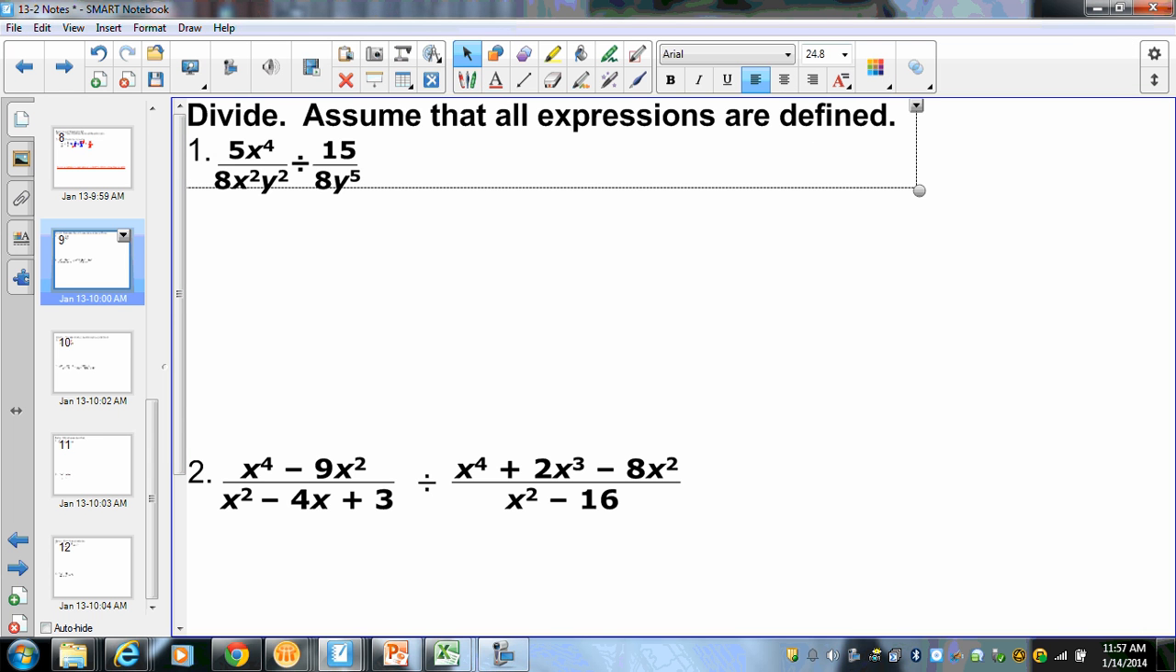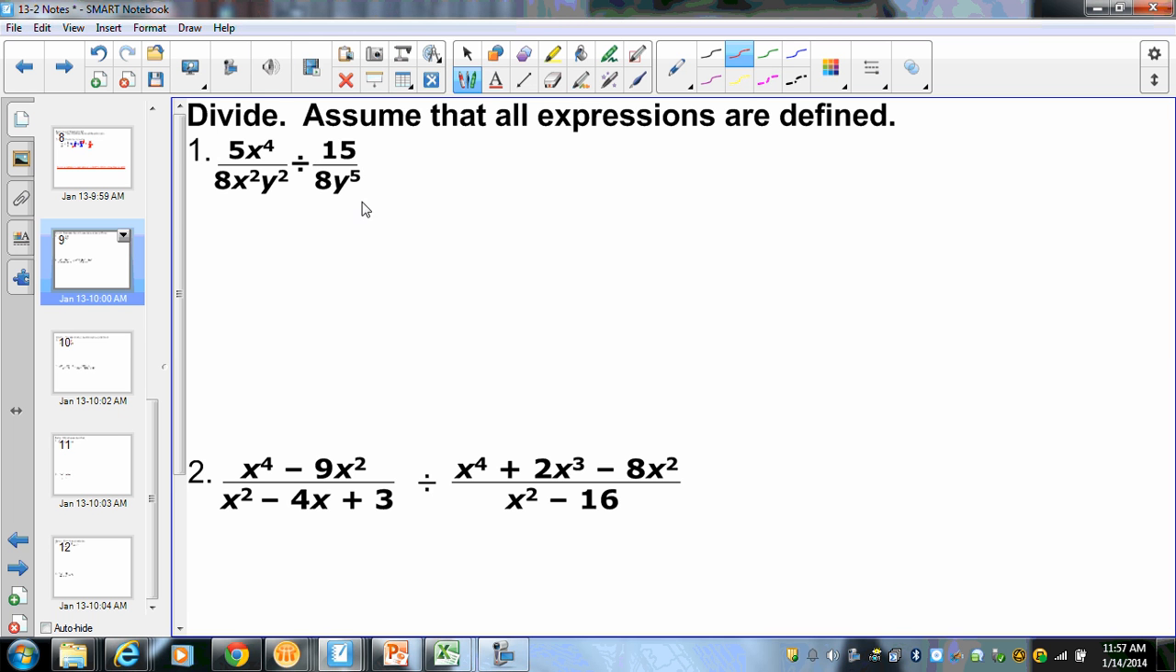For example, here we have 5x to the 4th divided over 8x squared y squared. And we're dividing that by 15 over 8y to the 5th. So this is actually 5x to the 4th over 8x squared y squared times 8y to the 5th over 15.